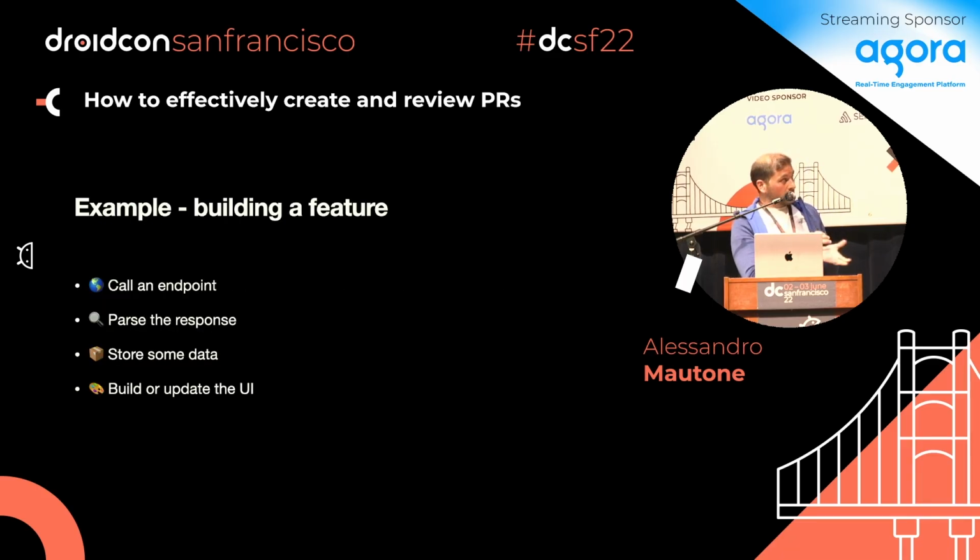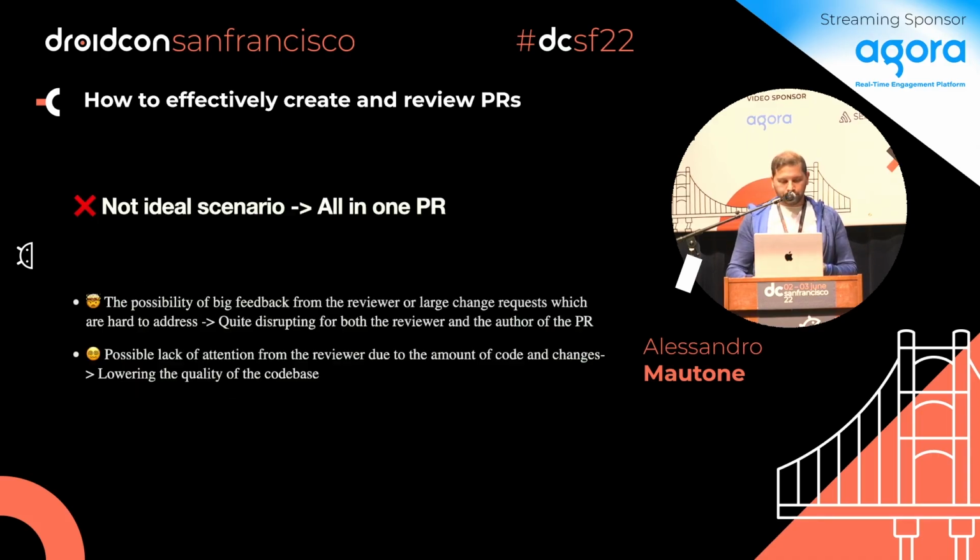In order to understand this better, we can go through an example, which is building a feature. I am pretty sure every one of us has been there. So we're going to build a feature where we need to call an endpoint from a RESTful service, perhaps. We're going to parse that response. We're going to store some data, perhaps in a database. And then finally, we're going to either build or update the UI. So if you have a screen already, you can update the UI. If you need to build a screen from scratch, you're going to build the UI.